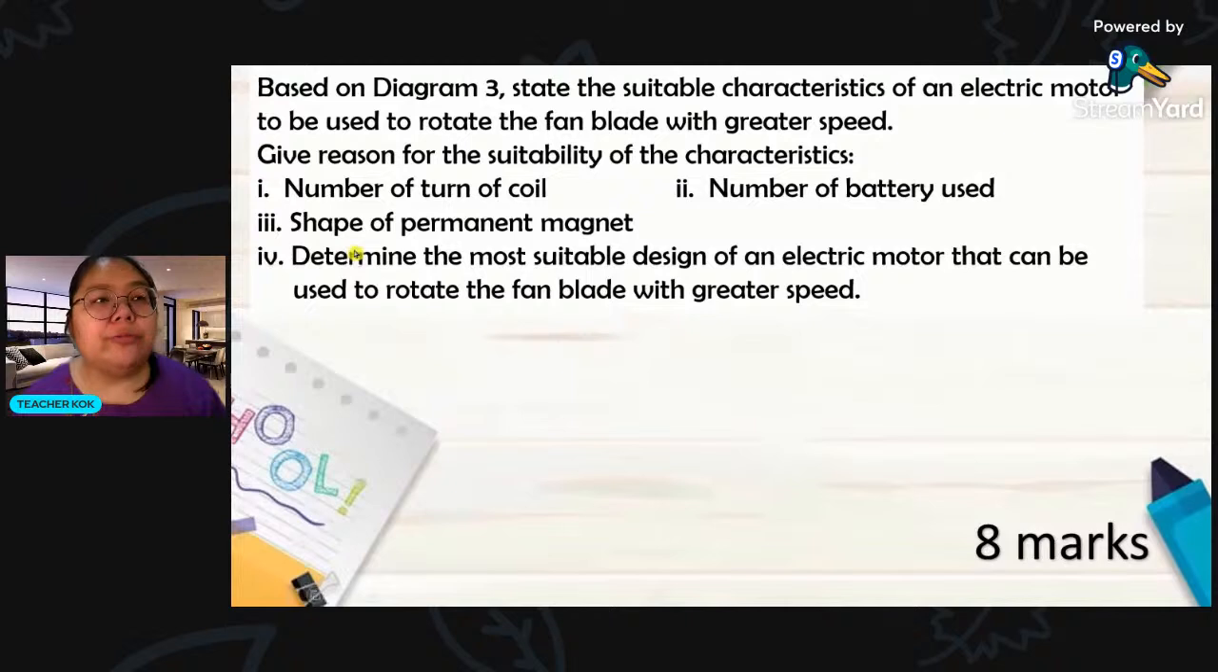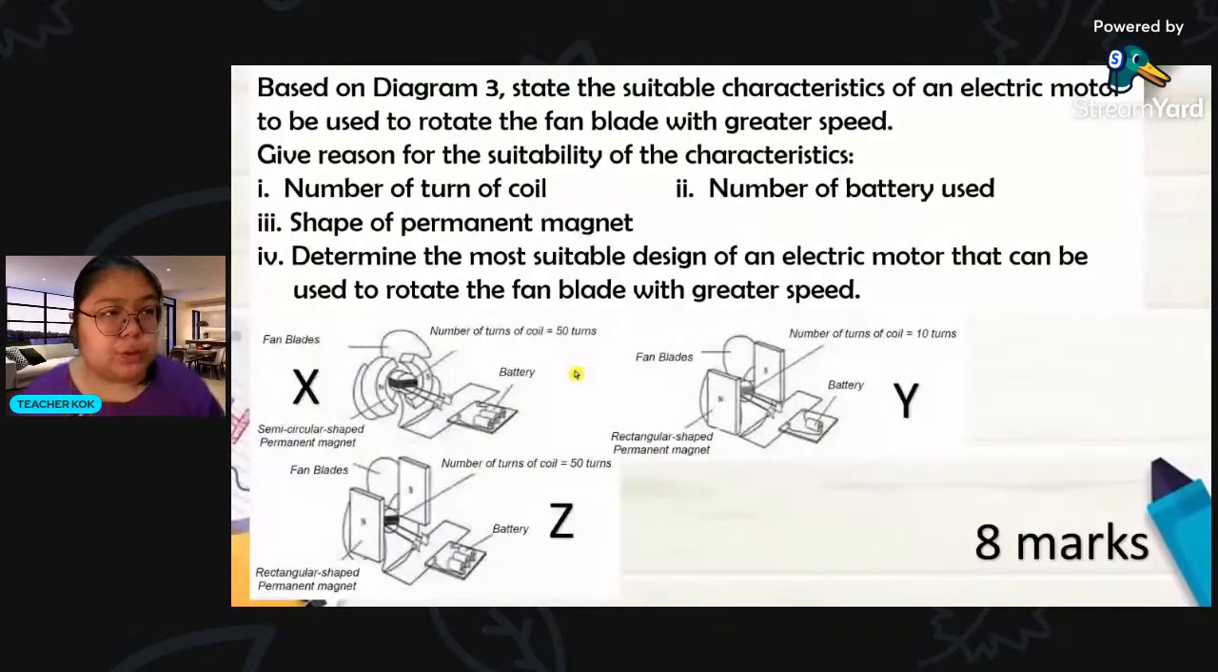If more number of turns, I can produce a higher strength of magnetic field because it cuts the field. You can also say a higher force is produced, because later the permanent magnet needs strength. So the coil experiences more force. Battery, you can say more current. Then the shape of the permanent magnet, you can say the strength becomes stronger. So from here, we see which one we need to choose. We lock the 50 turns, so 10 turns is out. So Y no need to see already.